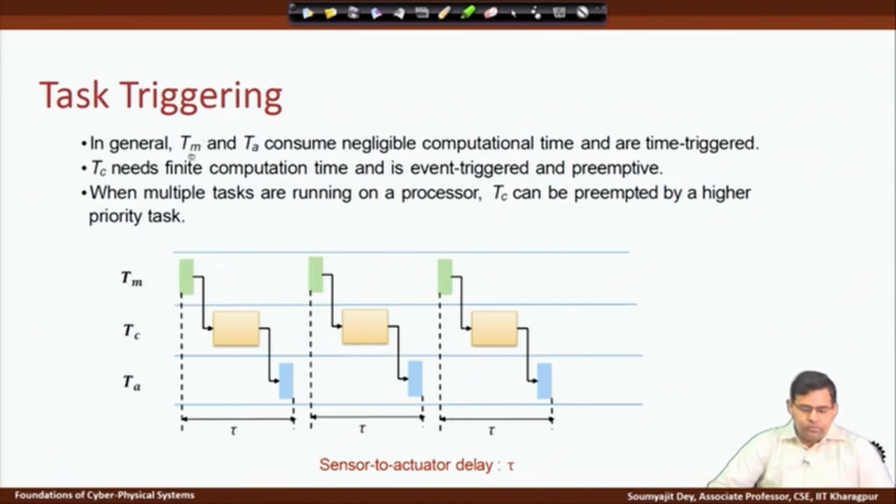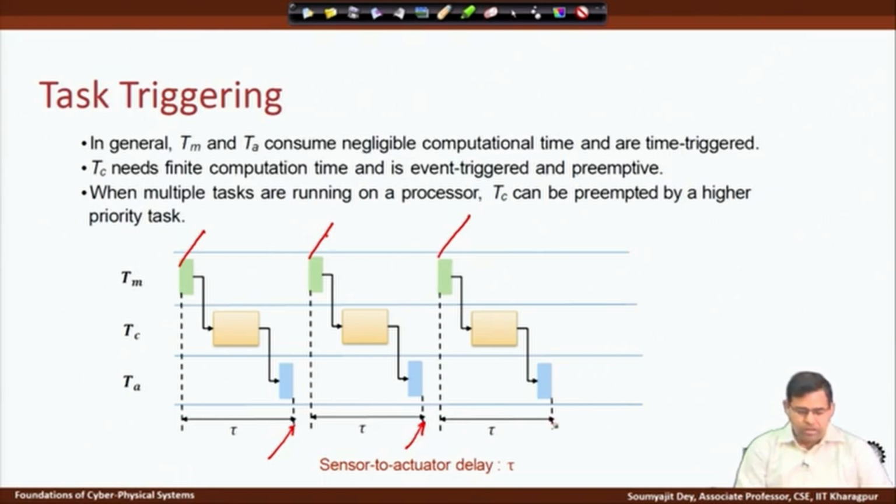In general, the measurement or sensing tasks and the actuation tasks consume negligible computation time and are time triggered. That means the sensor is always going to sense values and the corresponding processing of the measurement will always happen in a fixed periodic manner. They are triggered by this period. Similarly, the actuation tasks are also time triggered. So this is going to work here, and then exactly after this period h, this will again be triggered, and again, something like that. Like this, the actuation task is here, and then again after the fixed period it will repeat.